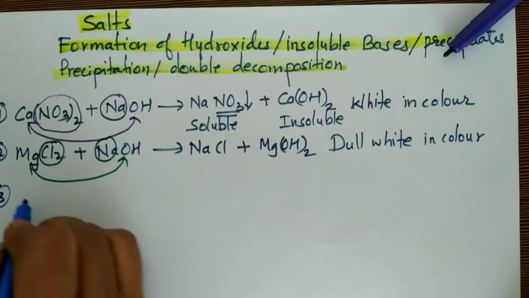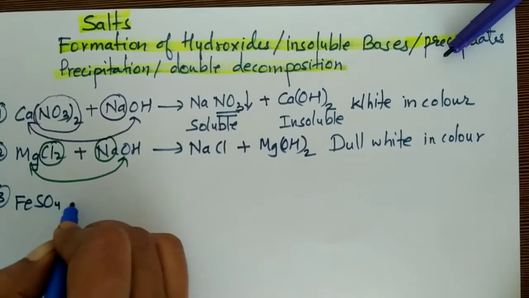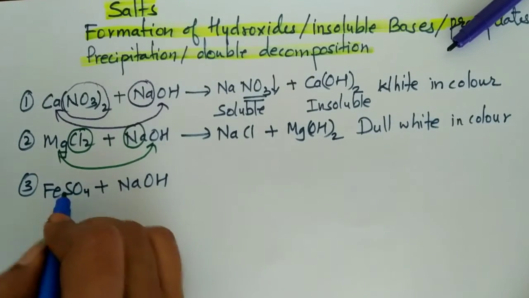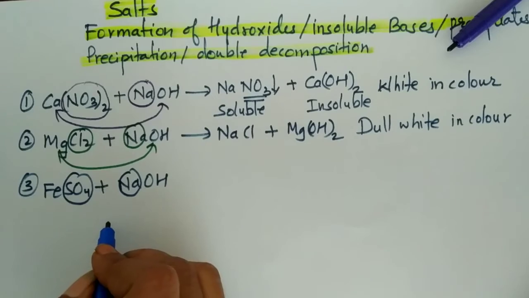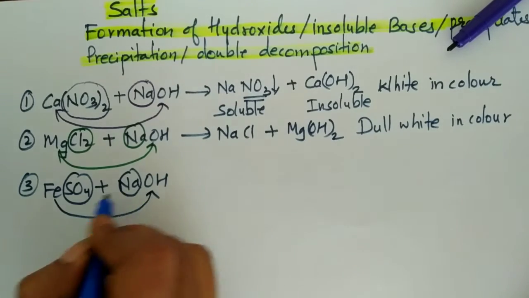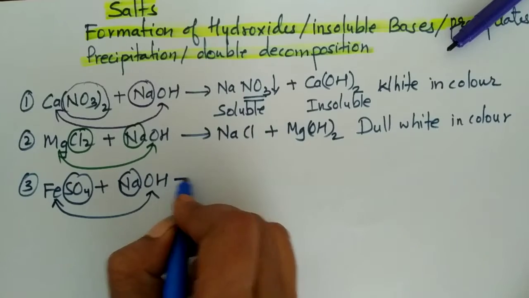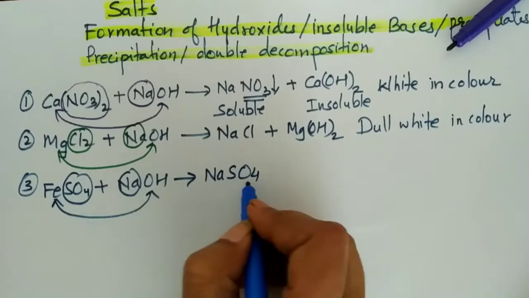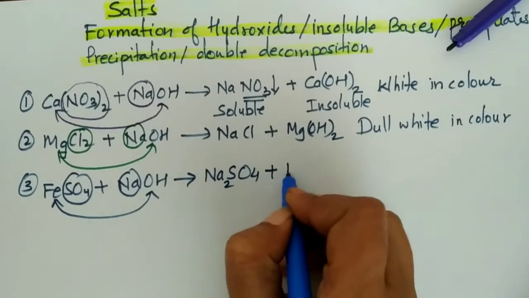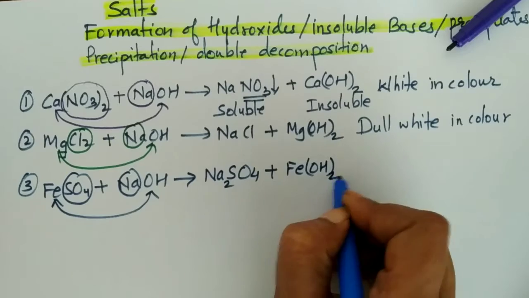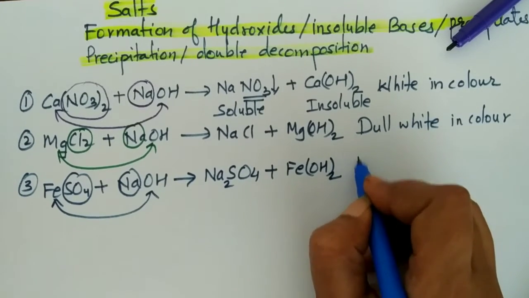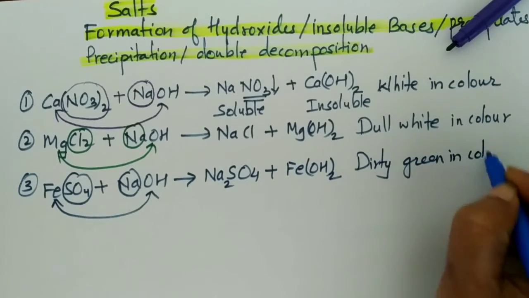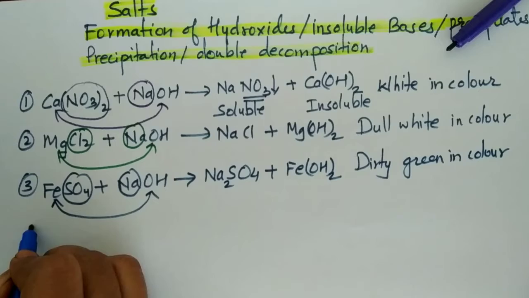Third one, FeSO4 plus NaOH. Fe and OH combine and Na and SO4 combine. This forms sodium sulfate. Any salt of sodium sulfate is soluble. Then Fe(OH)2 is formed. Fe(OH)2 is dirty green in color. Let us take the fourth example.